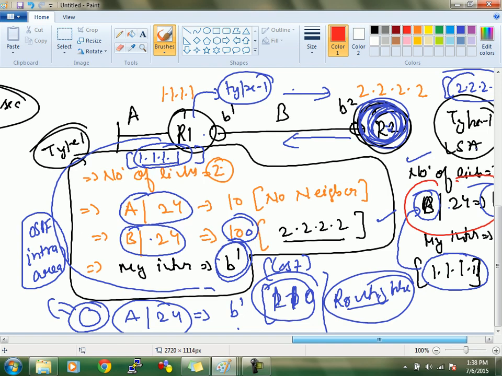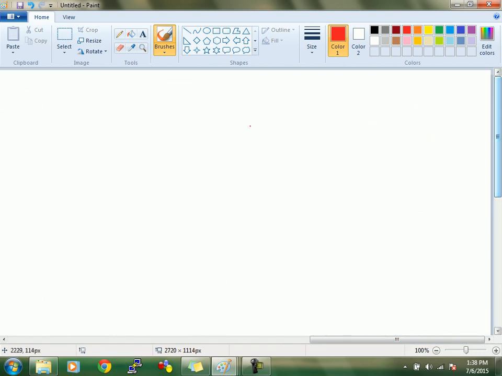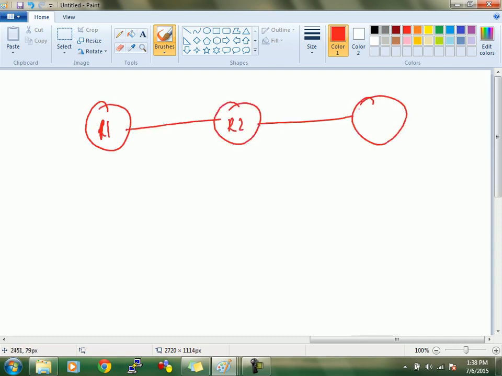तो राउटिंग टेबल राउटर कैसे बनाएगा समझ में आया? नेक्स्ट थिंग, दिस इज R1, दिस इज R2, दिस इज R3. फाइन. R1 will create its database, number of links.